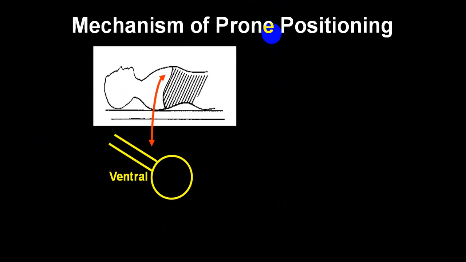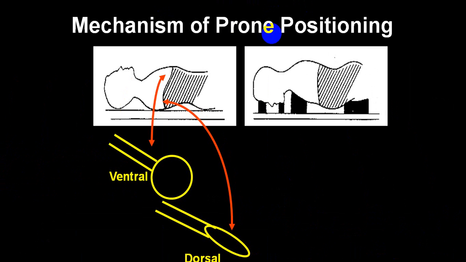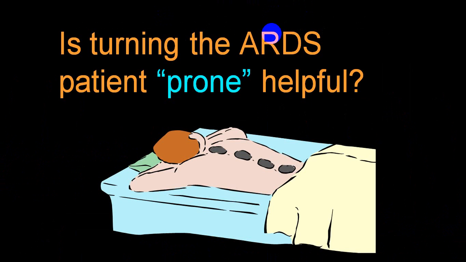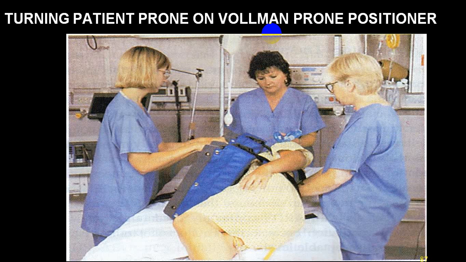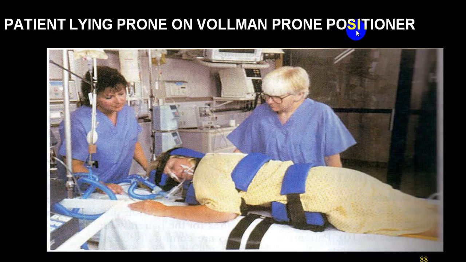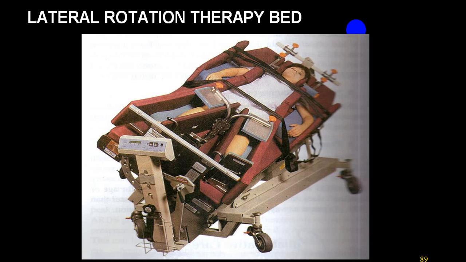This is prone position, supine to prone position. It will increase your ventilation. This is prone position ventilation. There is an improvement in oxygenation. So this is half prone, not complete. This is also called Vollman prone positioner. Then you can go further to a completely prone position. There are beds available which can turn. You don't have to turn the patient.